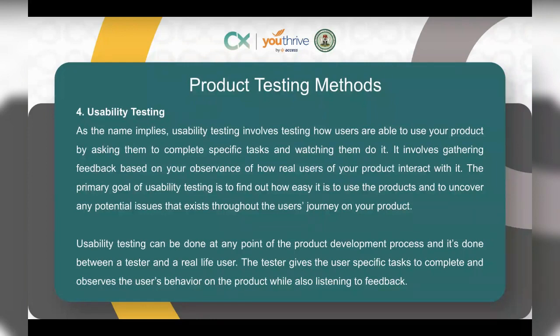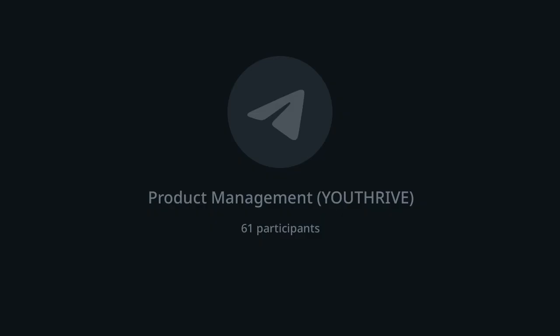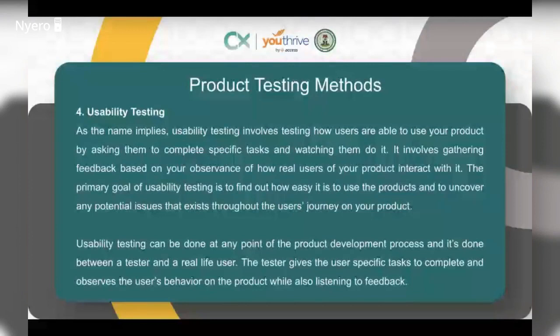Now, the primary goal of usability testing is to find out how easy it is to use your product and to uncover any potential issues that exist throughout the user's journey on your product. It's one thing to have designed a product, but you also want to see what the user experience is, right? How can we improve it? That's the purpose of usability testing. And usability testing can be done at any point of the product development process and is done between a tester, as I said, and a real-life user. The tester gives the user specific tasks to complete and observes the user's behavior on the product while also listening to feedback.